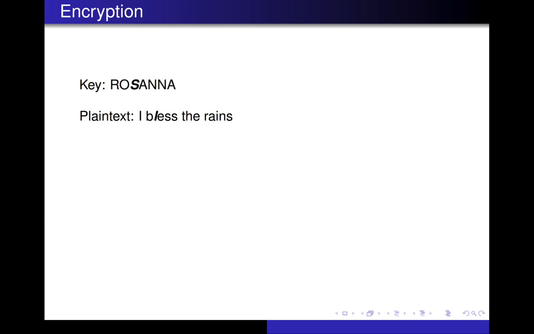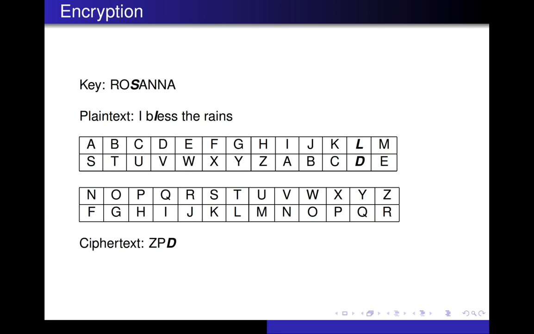For the third letters, it's going to be S for the key and L for the plain text. So the S tells us what the key is going to be like. We're going to start the bottom row with S and go in alphabetical order, cycling around to A once we get to Z. And then we're going to look for L, and right below that is the letter D, so we're going to encrypt the letter L as D.